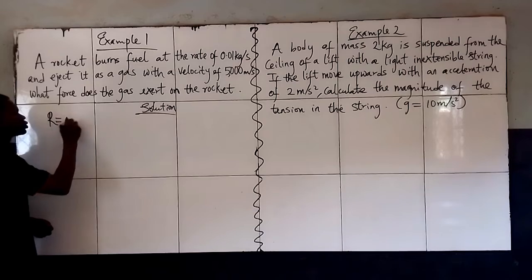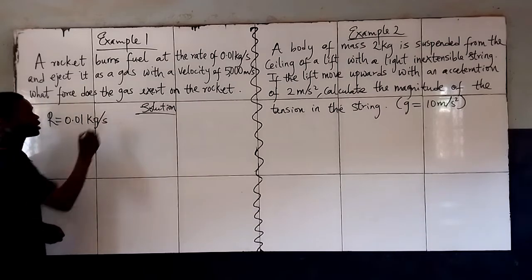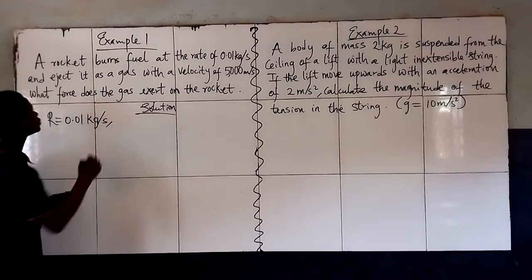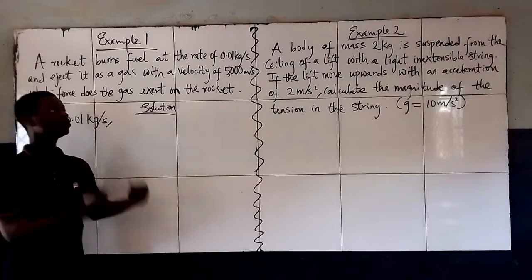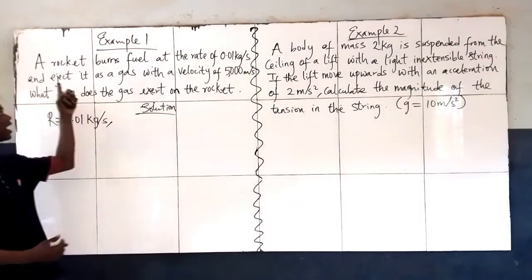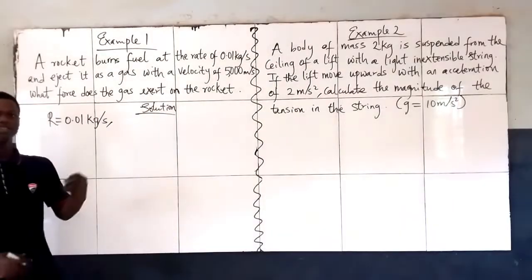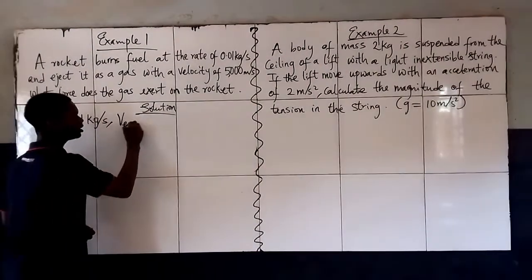R is equal to 0.01 kg per second. Okay? Then moving on, they said, and ejects it as a gas with a velocity of 5,000 meters per second. Ejection velocity. This is the ejection velocity. So we'll come here and write V_E equals what?